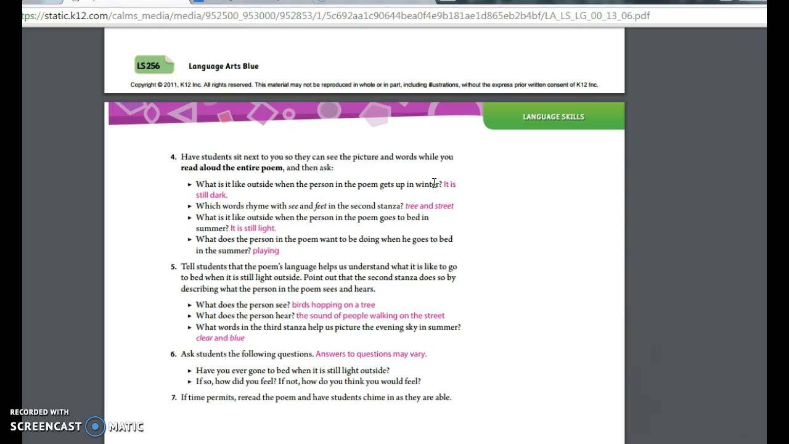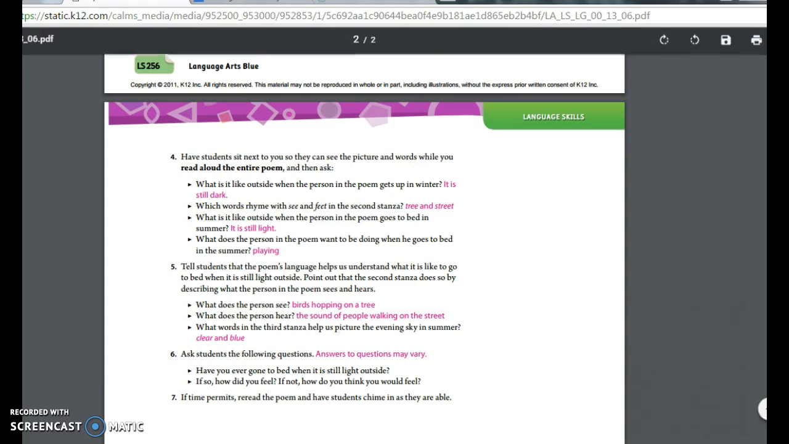Please pause this recording while you discuss the poem Bed in Summer with your student. And if you need to, you can reread that poem in your Tomie dePaola book with your student.